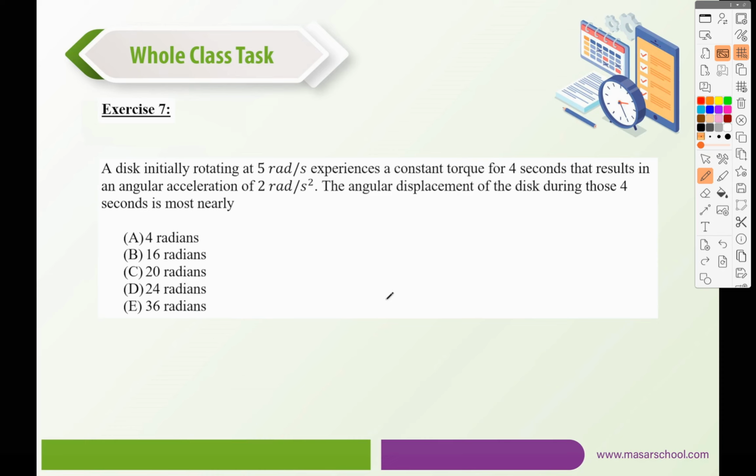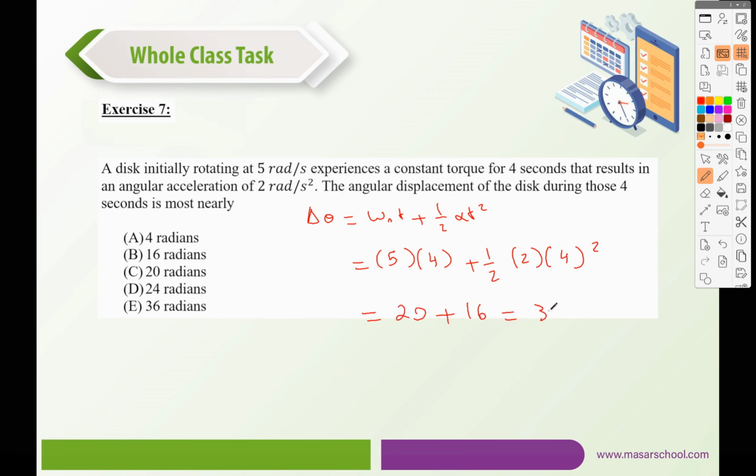A disk initially rotating at 5 radians per second experiences a constant torque for 4 seconds that results in an angular acceleration given by 2 radians per second square. The angular displacement of the disk during those 4 seconds is most nearly, so we have time, then we're pretty sure we need to use delta theta, which is omega 0 t plus half alpha t square, and that would be the initial speed is 5, time is 4, plus half alpha is 2, and the time is 4 to the power 2. Now that would be 20 plus 16, which is 36 radians, making E the correct answer.